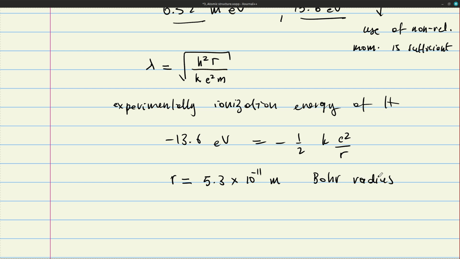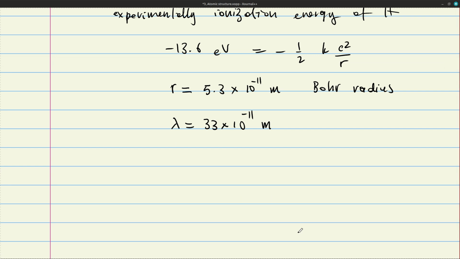We'll see that later. And from here, you can plug it in here. h is Planck's constant, k is 1 over 4 pi epsilon naught, e is known, the mass of the electron is known. If you put this r in here, lambda is going to be on the order of 33 times 10 to the minus 11 meters. So that's the kind of wavelength we are working with in this problem.